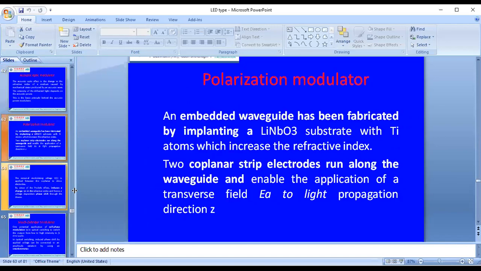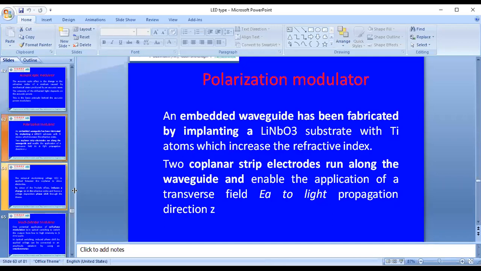Okay, and in this construction, we will consider the changes in polarization, that is phase shift and polarization, these two parameters we can consider. Once you consider the polarization modulator, an embedded waveguide has been fabricated by implementing the LiNbO3 substrate, lithium niobate substrate, with titanium atoms, which increase the refractive index. So ultimately, we are going to change the refractive index with the influence of an electric field.